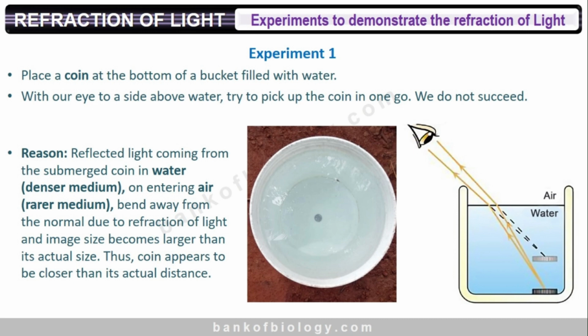Experiment 1. Place a coin at the bottom of a bucket filled with water. With our eye to a side above the water, try to pick up the coin in one go. We may not succeed. Reason: the reflected light coming from the submerged coin in water, a denser medium, on entering air, a rarer medium, bends away from the normal due to the refraction of light, and the image size becomes larger than its actual size. Thus, the coin appears to be closer than its actual position.